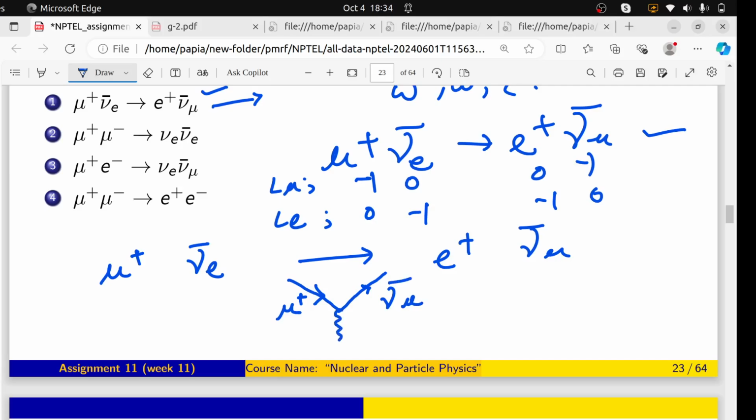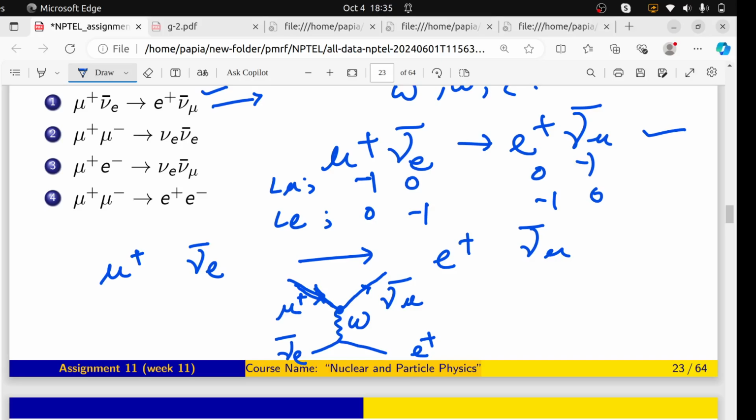Then there is one something, mu e bar, E plus. And what will it be? This is mu plus coming. There should be W, otherwise in that vertex charge will not be satisfied. Okay.